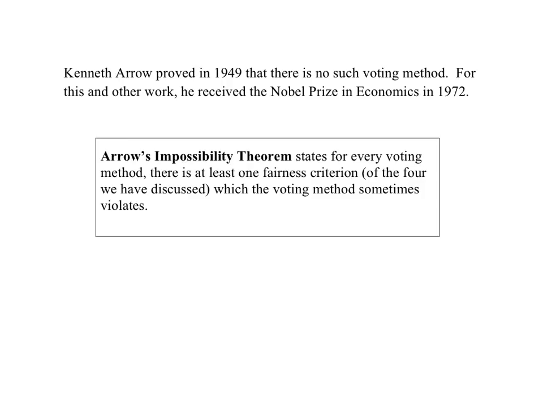Now this is where mathematics, as such, really comes in. Kenneth Arrow proved in 1949 that there is no such voting method. For this work and for other work, he actually won the Nobel Prize in Economics in 1972. So here's Arrow's impossibility theorem. It states that for every voting method, there is at least one fairness criterion of the 4 that we have discussed, which that voting method sometimes violates.